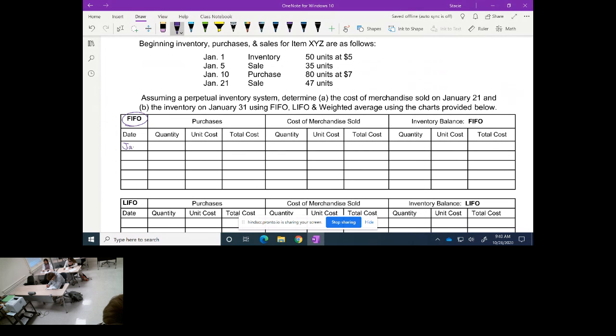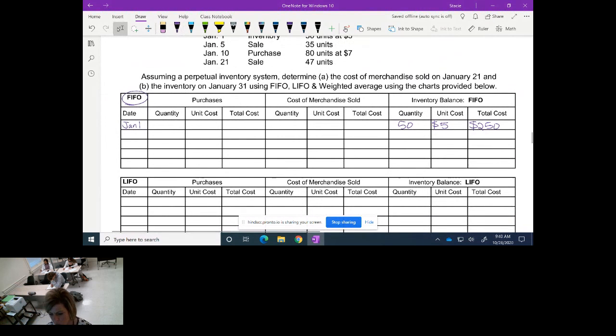So January 1, we start with 50 units at $5. So we've got $250 in cost. January 5th, we're going to sell 35 units at $5 cost. So that leaves us with 15 at 5. It was 35 times 5: 70, 140, 175. And this is 75, right? Y'all follow what I'm doing?